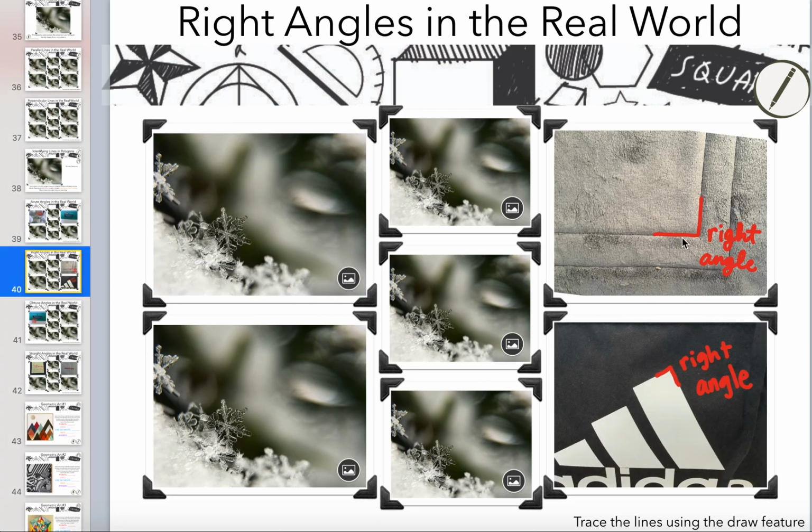Right angles, this one's kind of shaky, and really this is a right angle. It looks a little obtuse because it's my bathroom mat and it kind of gets a little squished. And then this is a right angle as well on my gym bag.